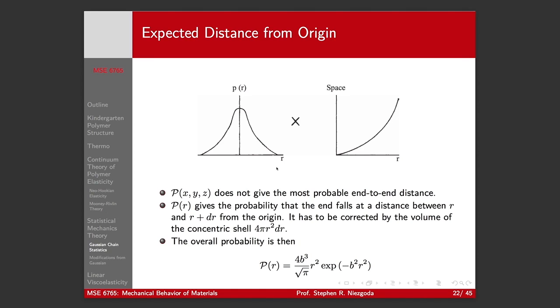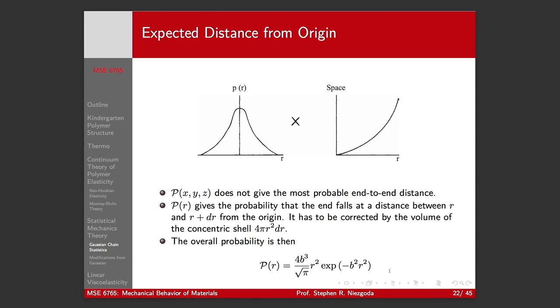if we consider R as a radius, a volleyball has a lot more surface area than a golf ball, right? So we have to correct by the volume of these concentric shells as we go out. As we build up our space by these infinitesimally thin shells, this gives the probability of the end of a chain landing somewhere on that infinitesimal ball surface, but we need to correct that for the 4 pi r squared dr, which is the volume of that thin shell. 4 pi r squared is the surface area, dr is the thickness of that shell.